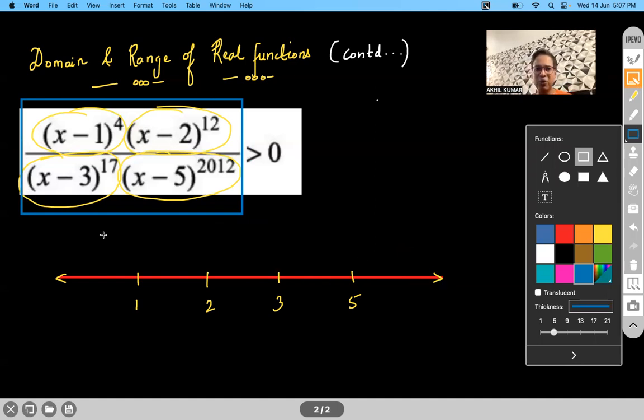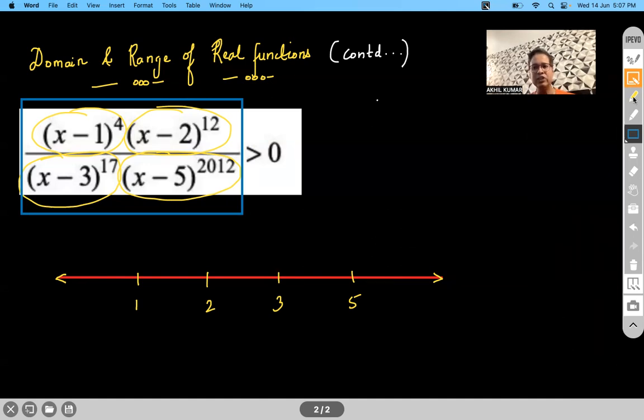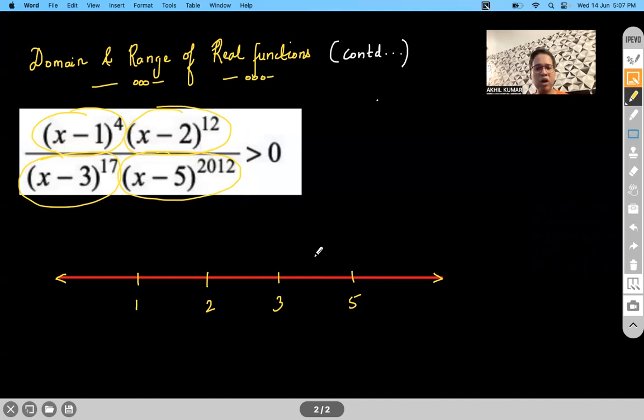If I call this whole thing y, I want to see the sign of y in this interval. Are you able to find out what I'm trying to say? Basically, you are looking for the sign of the rational function in all the intervals created by these four numbers. So what we do is we do a sample check. We take any number which is greater than 5. Any number you can take, up to your convenience. Let's say I take a 6.